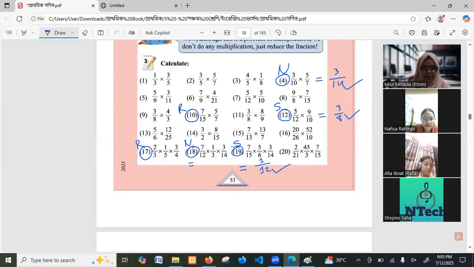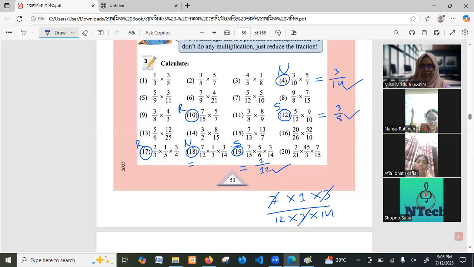Okay, let me show you number 18, right? We have 7, 1, 3 in the up, and we have 12, 3 and 14 in the down. So here what I can do is cut down the 3s, right? And then I can cut down the 7 and 14. So 7 times 1 is 7, and 7 times 2 is 14. So I don't have anything up other than 1, and down I have 12 and 2. So I have 1 by 24. Okay. What you have done, you can also cut it down again to get this 1 by 24.